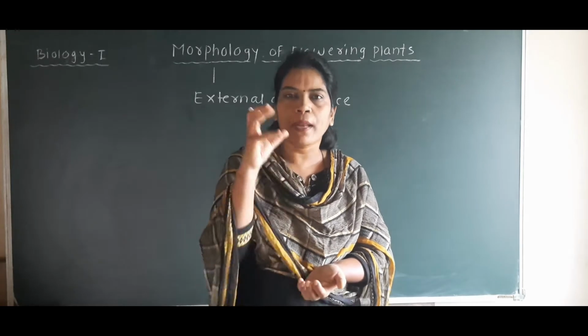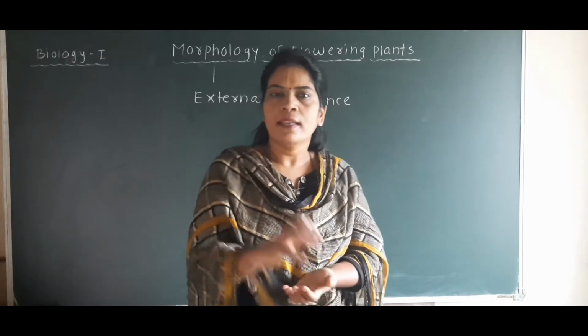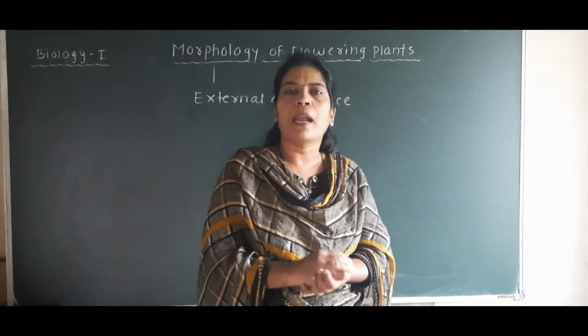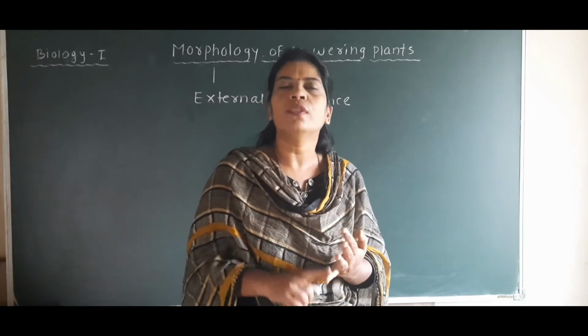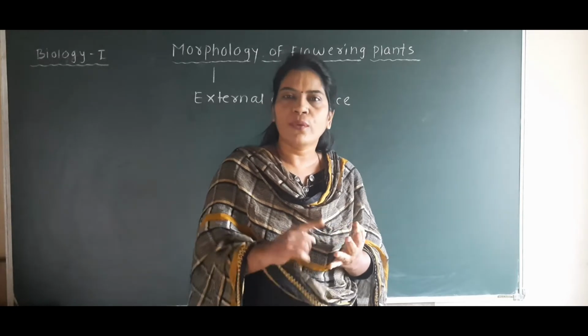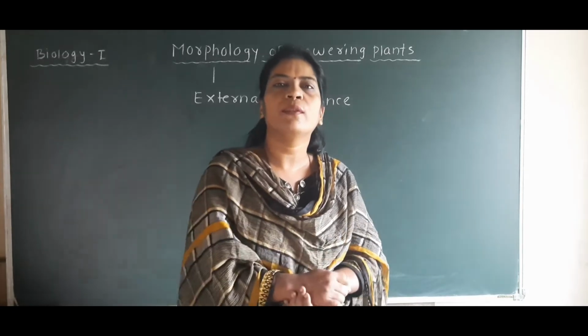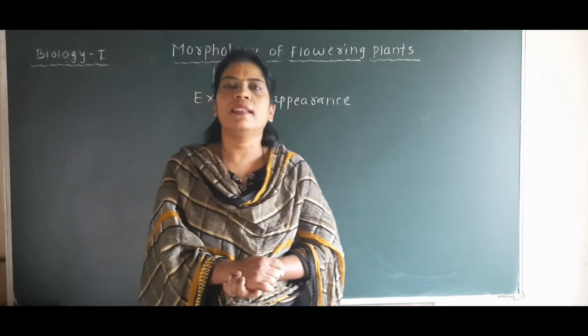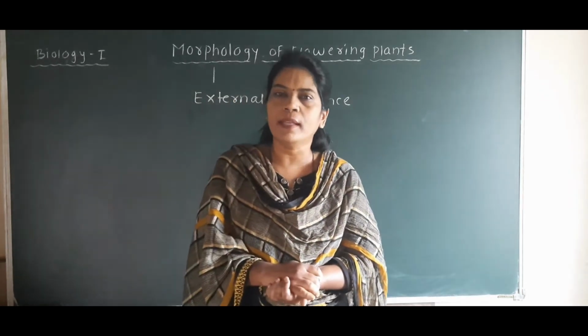So if you observe any plant, you can say that there are different parts of the plant like the plant stem, leaves, flower, their fruits. Okay, inside the fruits there will be seeds. So all these parts are called the external parts of the plant.